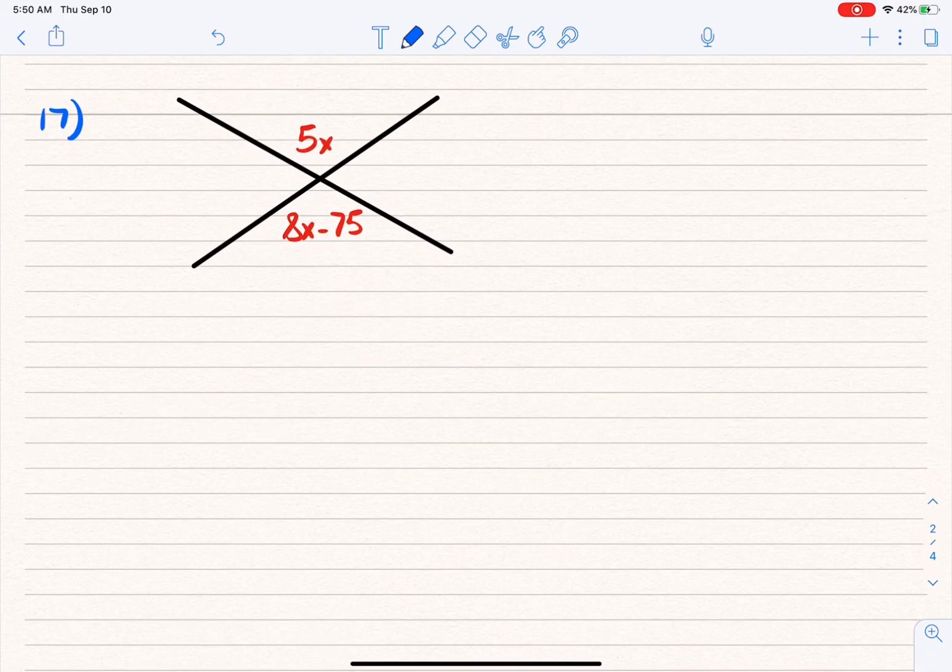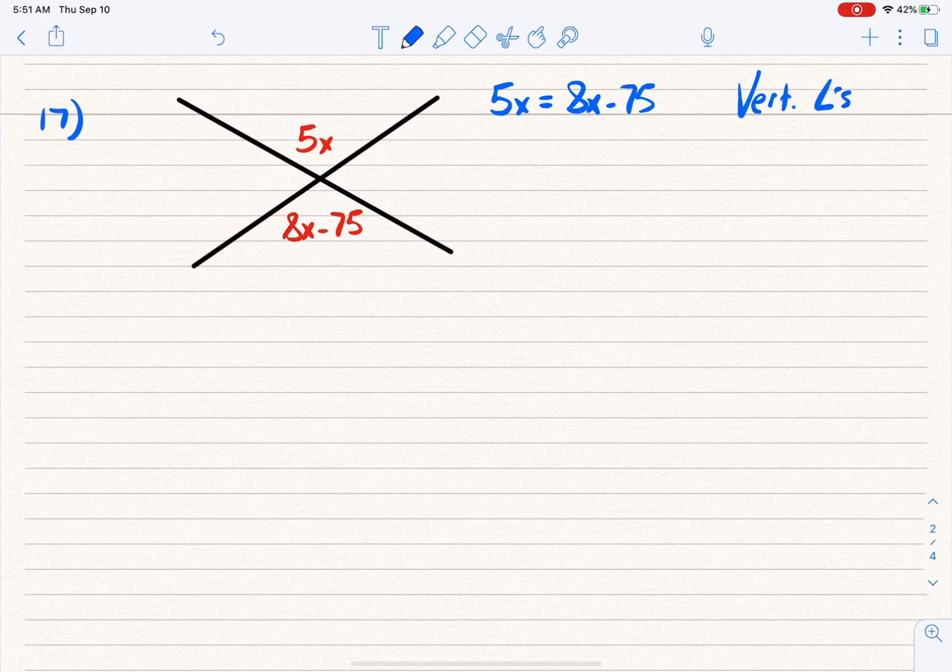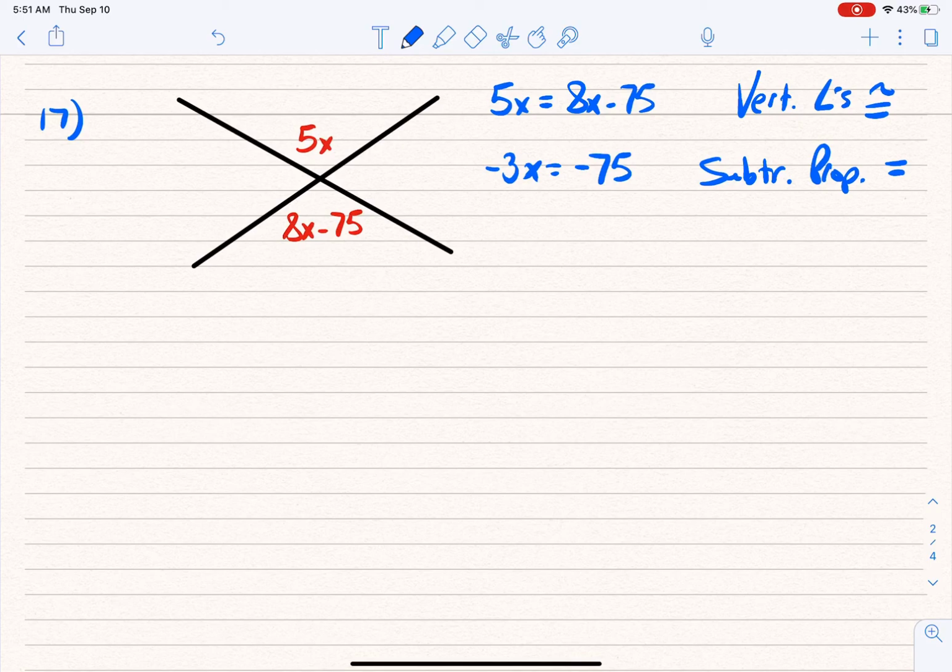Okay, lastly, here we go. Set this one up. Same as before. 5x is equal to 8x minus 75. Why? Because vertical angles are congruent. Subtract 8x from both sides, and you get negative 3x is equal to negative 75. Why? Because the subtraction property of equality tells me I can do that. Divide both sides by negative 3, and you get x is equal to 25. Why? Because the division property of equality tells me I can do that.